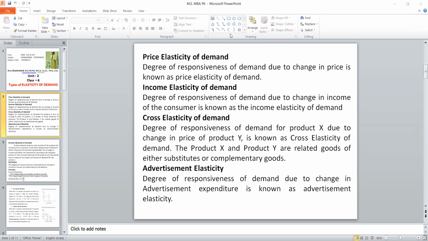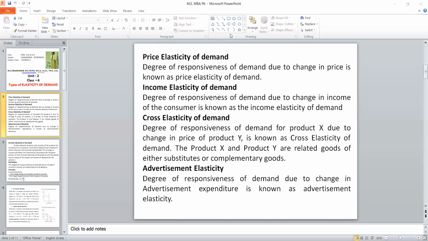But in the case of cross elasticity, there are 2 products involved. The price of one product will affect the demand of the other product. These 2 are related goods, either substitute or complementary goods. The definition goes like this: the degree of responsiveness of demand of product X due to change in price of product Y is known as cross elasticity of demand. How do we relate them? Product X and product Y are related goods. They may be substitute products or complementary products. Substitute means tea and coffee. Complementary means refill and pen.